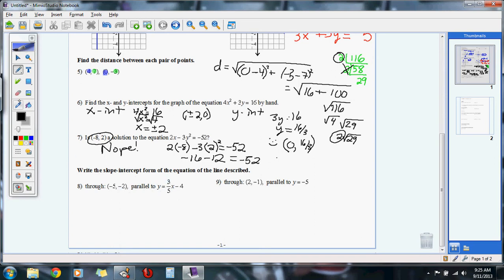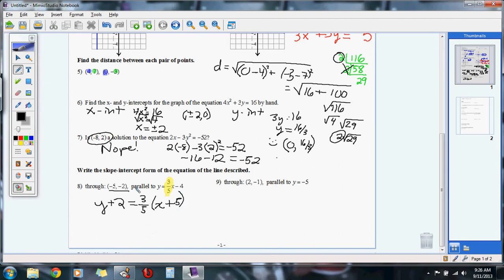The main thing we're getting out of this is that we know what the slope is here, okay? And that's the important part. We know the slope is 3/5. So we're going to use that slope of 3/5, and we're going to use this point because we're going parallel. So this will be y minus a -2 equals 3/5 times x minus a -5, and obviously those are turning into addition.